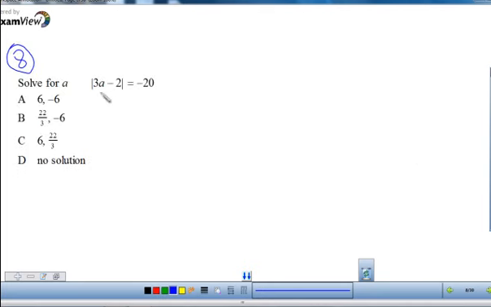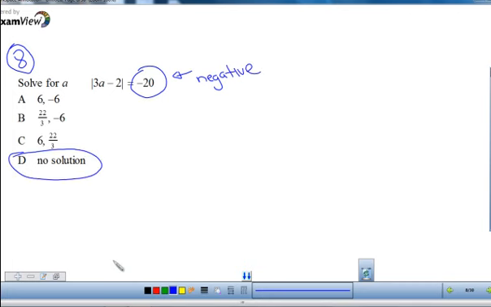Okay, so solve for A. The absolute value of 3A minus 2 is equal to -20. So remember, absolute value means distance from 0, and the distance from 0 cannot be negative. Okay, so right away I know that this is no solution, because the distance from 0 cannot be negative.